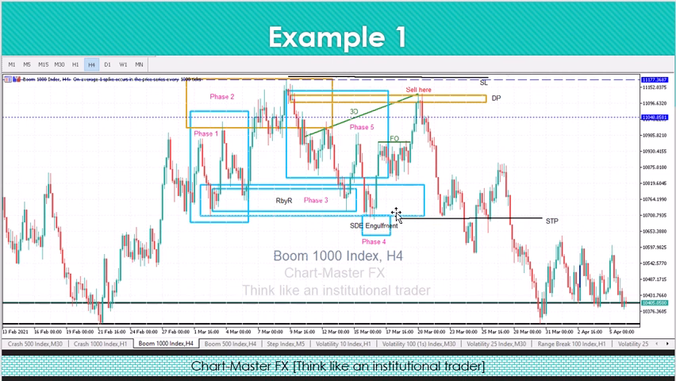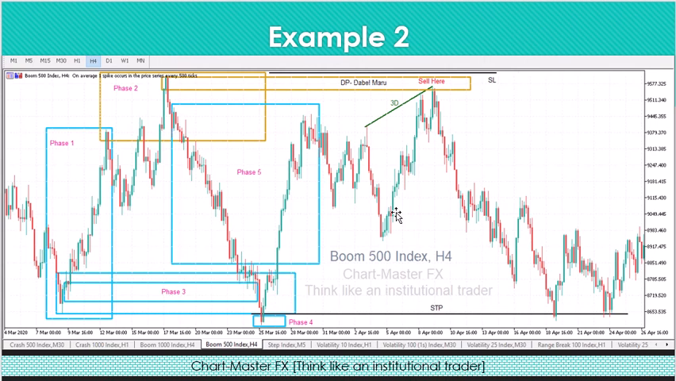Okay, so this is example number 1. So let's go to example number 2. So guys, as you can see in example number 2, the same concept applies. We have phase number 1. What is our phase number 1? We can see that from phase number 1, the price is coming from a drop base rally. So here you draw your phase number 1, you tick your box, then you go to phase number 2.